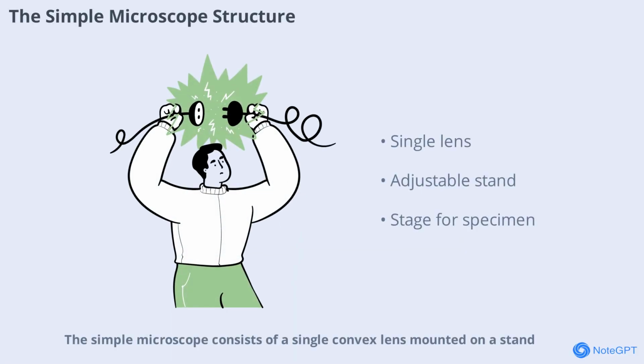The simple microscope consists of a single convex lens mounted on a stand. The specimen is placed on a stage and the lens is adjusted for focus. This straightforward design is ideal for quick, low-magnification observations in classrooms and labs.